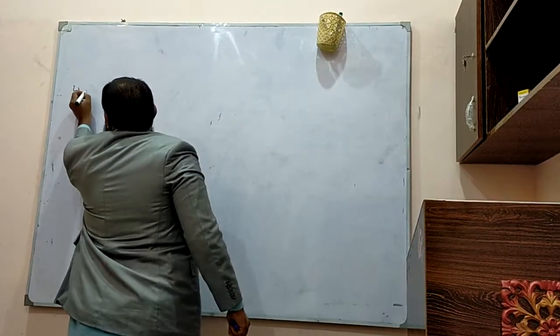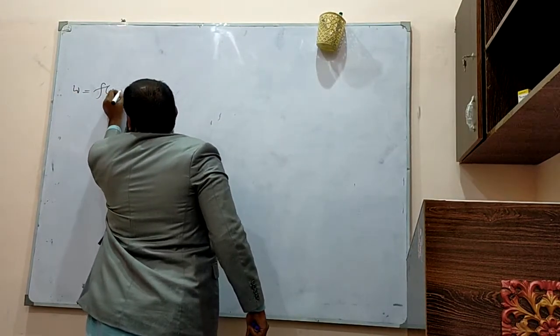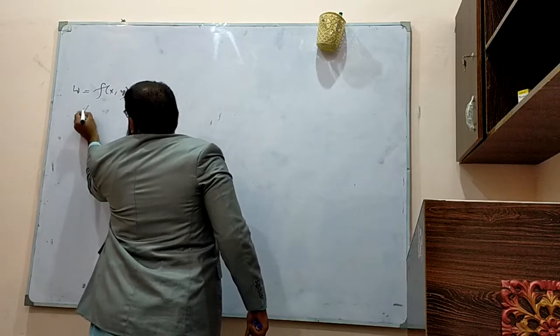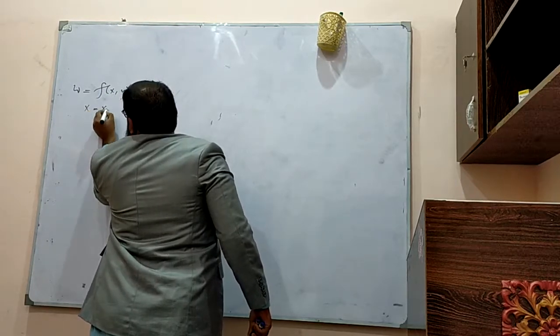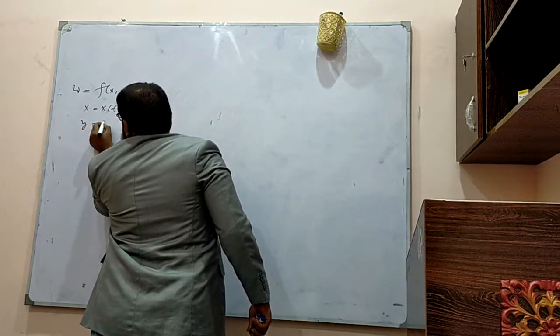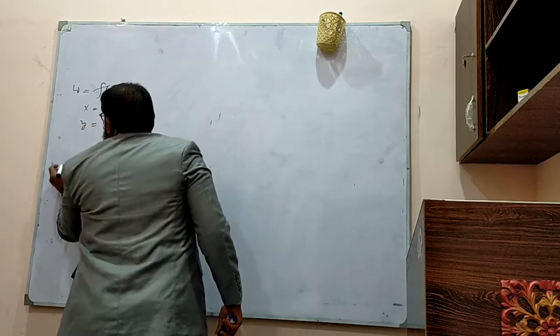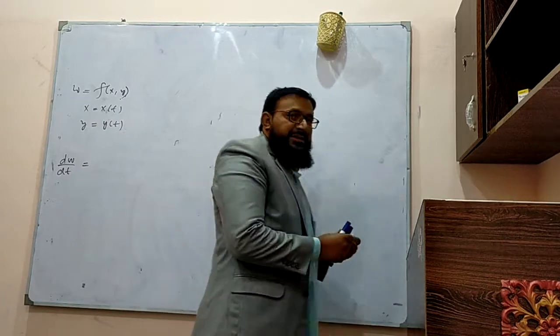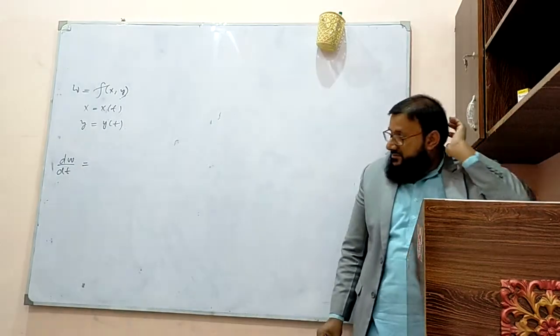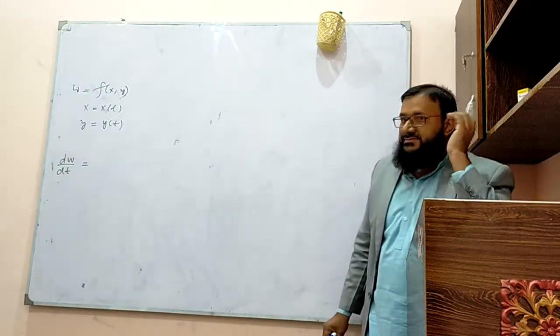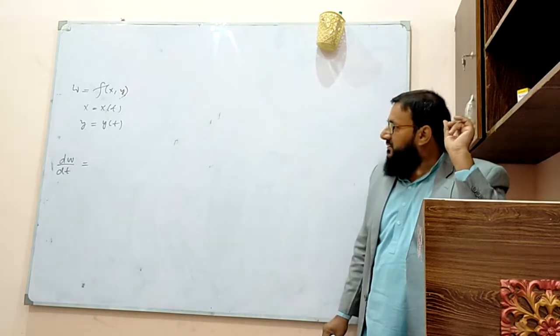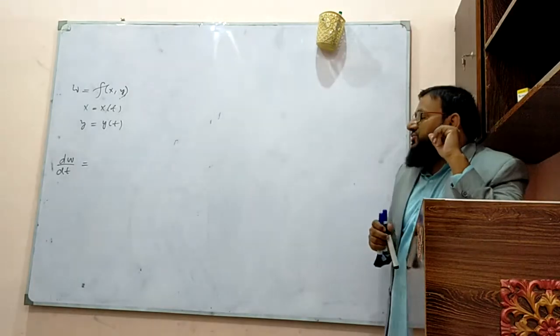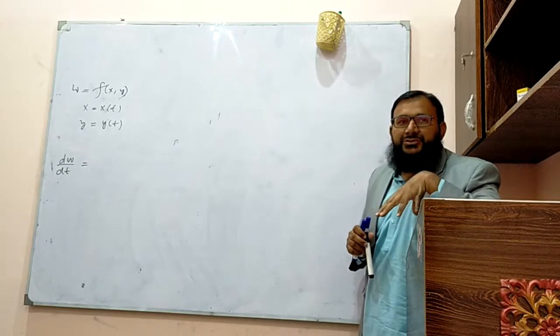We have a function, let's say w, that depends upon x and y, and x itself depends upon t, and y itself depends upon t. We are interested in the derivative of w with respect to t. So what is the rule for that? Partial f over partial x, partial x over partial t. Yes. So we call this particular thing the chain rule.